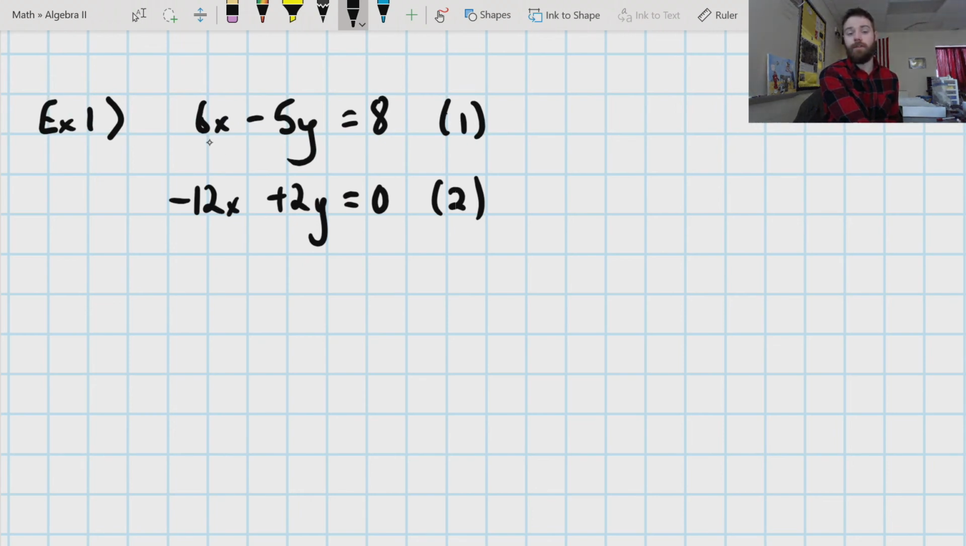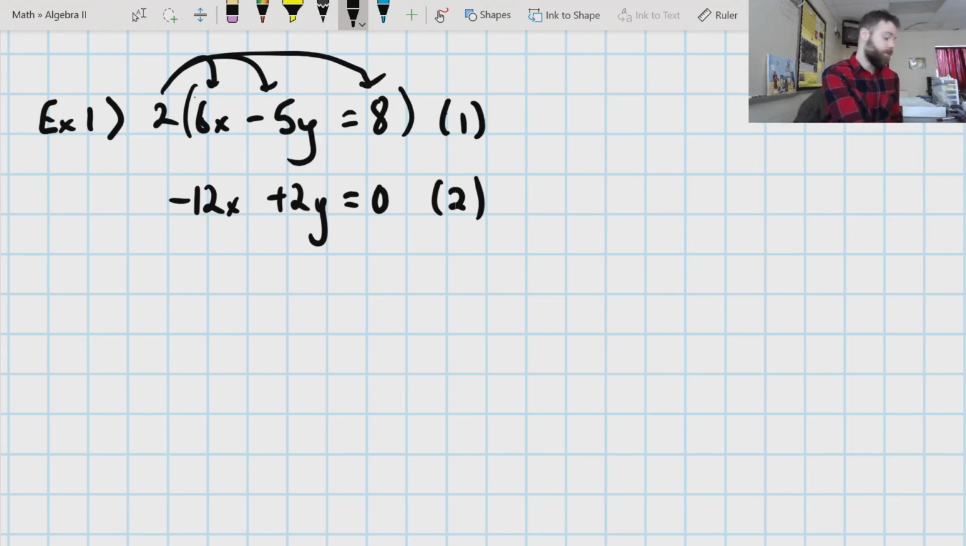So what I can do is just take this first equation, get the variables in x to match, and then eliminate the variable. So if I take a look here, I want 6 to match 12, okay? So what I can do is multiply this entire equation by a number, and I'm going to multiply it by 2. And if you're confused on where that 2 came from, take a look at what happens whenever I multiply every term by it. Equation 1 becomes 12x minus 10y equals 16. And negative 12x plus 2y equals 0.